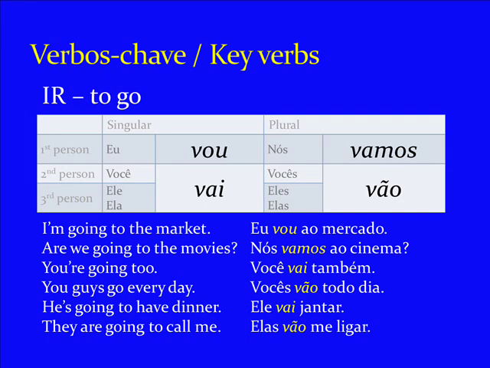Let's take a look at our second key verb, ir. Ir, to go. Very common verb, used very frequently. Lots of idiomatic expressions. Okay, so first person form, I go, eu vou. You go, você vai. He or she goes, ele vai, ela vai. We go, nós vamos. You all, you guys go, vocês vão, they go. Eles vão, elas vão.